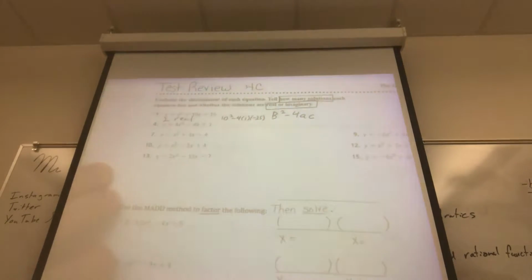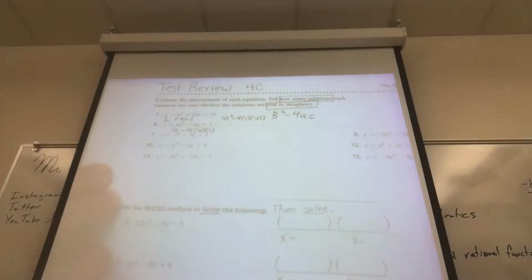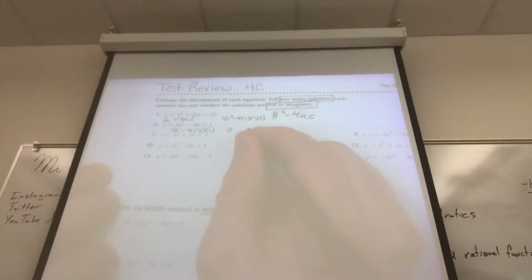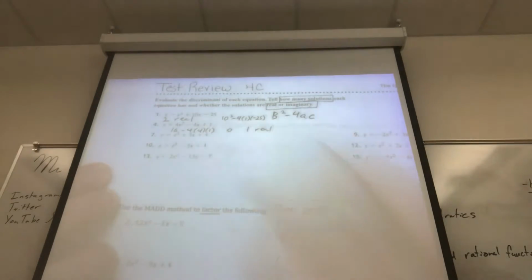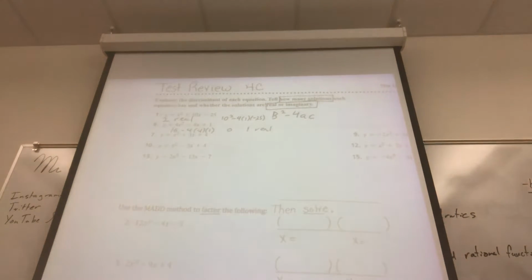All the rest of them are going to go like this. This is going to be 16 minus 4 times 1. That's 16 minus 16, which is 0. If you get 0, there's 1 real solution. We have this in the notes. If you get a positive number, there's 2 real solutions. If you get 0, there's 1 real solution. If you get a negative, there's 2 imaginary or 2 complex.